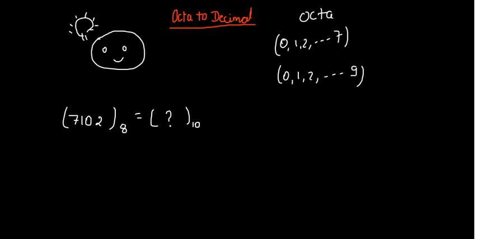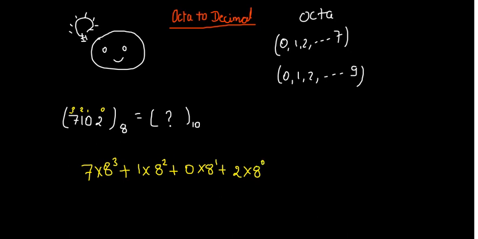Well, that was your moment, I gave a pause. Okay, so let's do it now. What we need to do is a very simple thing. We just need to write 0, 1, 2, 3 above the digits, and in a moment you will understand why. 7 multiplied by 8 to the power 3, plus 1 multiplied by 8 to the power 2, plus 0 multiplied by 8 to the power 1, and finally 2 multiplied by 8 to the power 0.